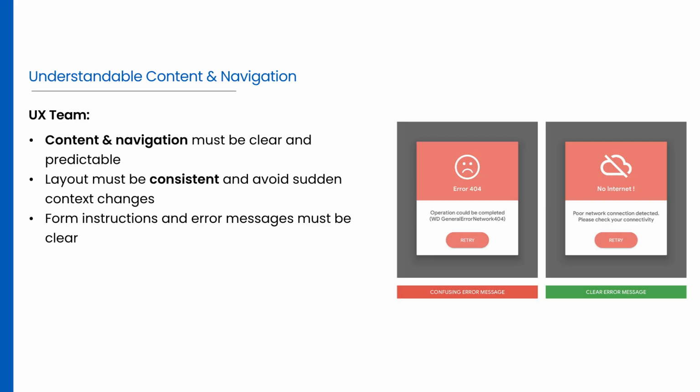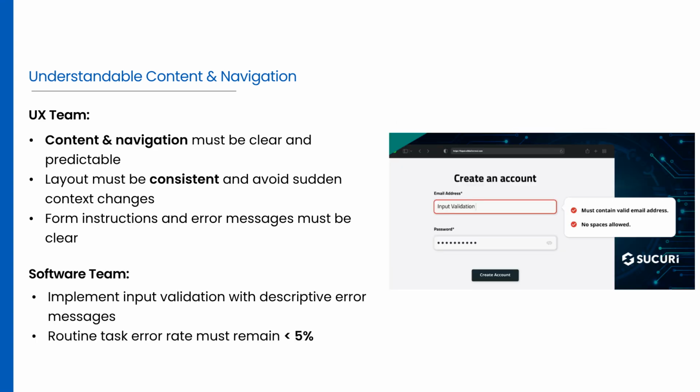Form instructions and error messages must be clear and easy to understand. For example, a user filling a form should immediately know what is required and how to fix errors. The software team must implement proper input validation with clear and descriptive error messages. Routine task error rates must remain below 5%, ensuring that users can complete tasks smoothly without confusion or repeated mistakes.